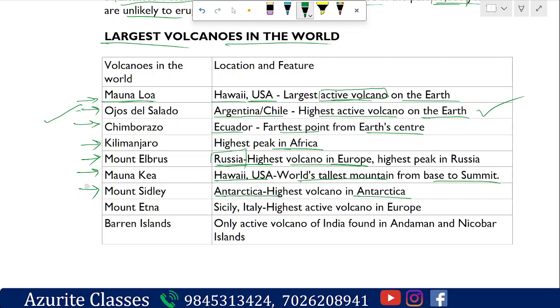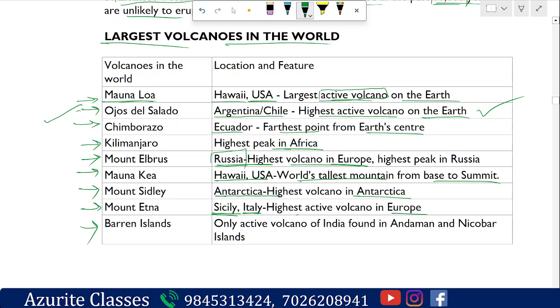Okay, next is Mount Etna. Where is it? It is in Sicily, Italy, Europe. Okay, Italy is in Europe. So that is the highest active volcano in Europe.